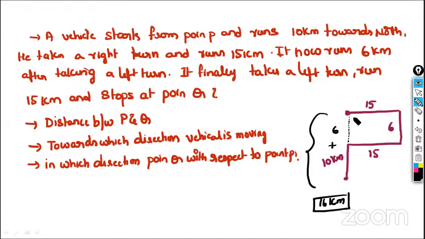Then in which direction is the vehicle moving now? So the vehicle is moving in the west direction, right? In which direction is point Q? Point Q with respect to point P, he was asking. So point Q is on a straight line to point P now. So we can say the direction is north. North, okay? Point Q with respect to point P. From point P, we can say that it is north.